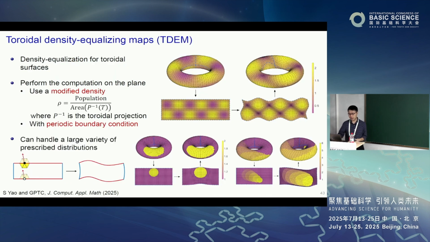And then we can also extend it to the torus, and the idea is quite similar. We have a toroidal surface. We can cut it and flatten it onto the plane, and then we can solve for the density diffusion on the plane with the periodic boundary condition, and that gives us the final toroidal DEM, the TDEM. And just similar to the previous cases, we can prescribe different kinds of density distributions and achieve different effects.